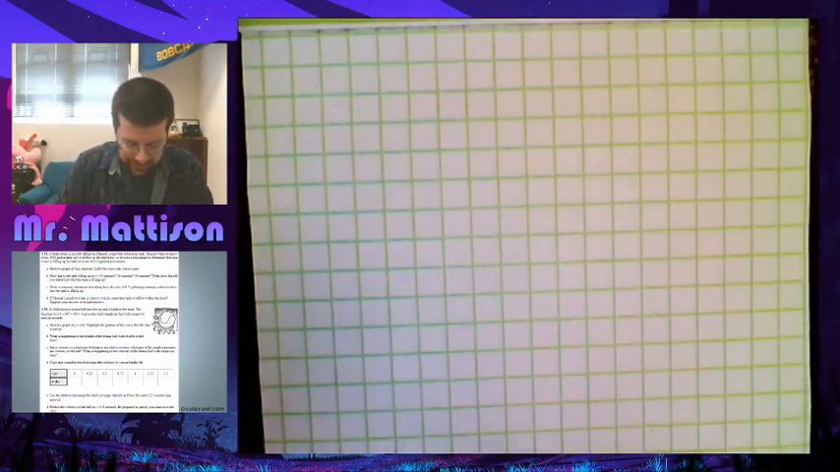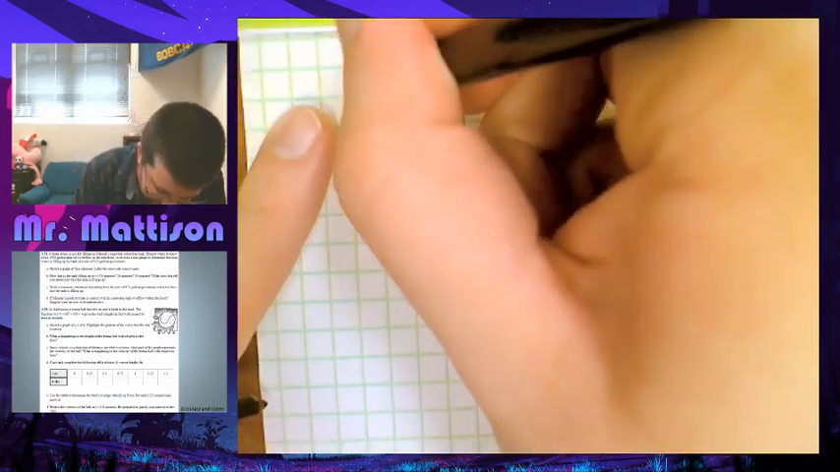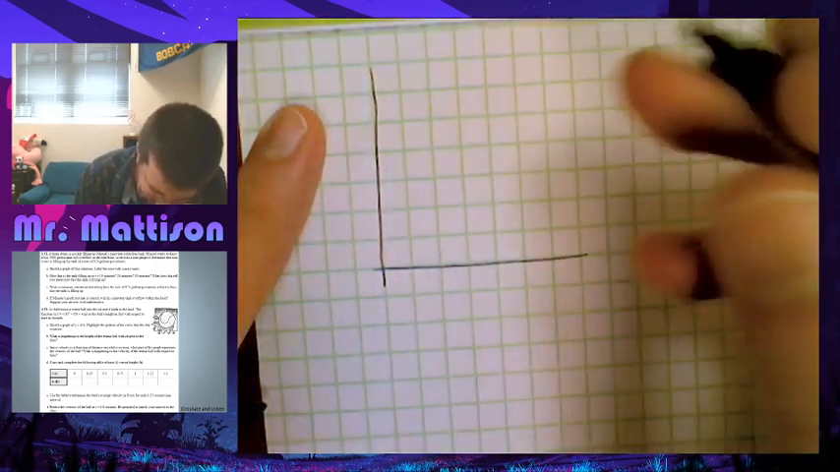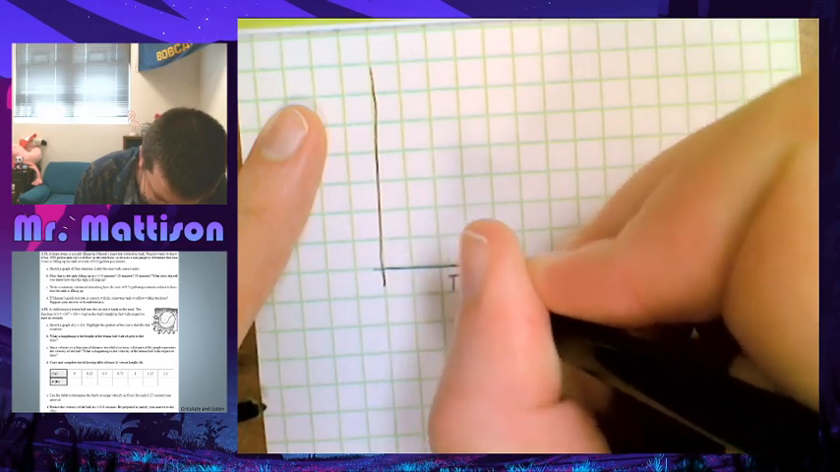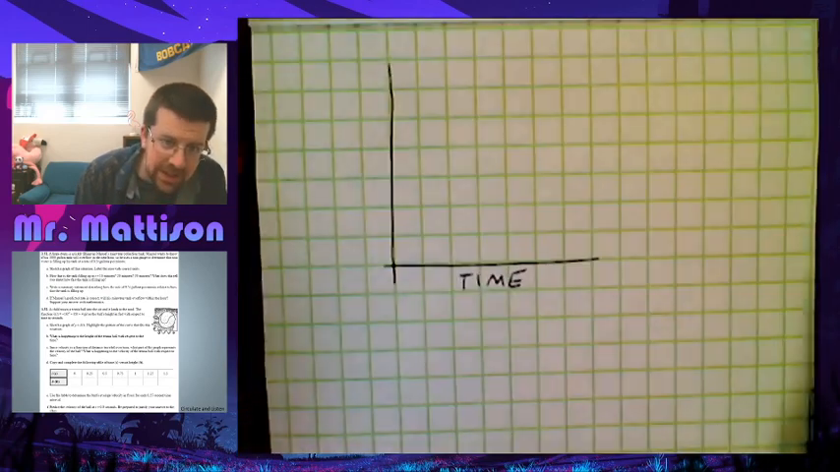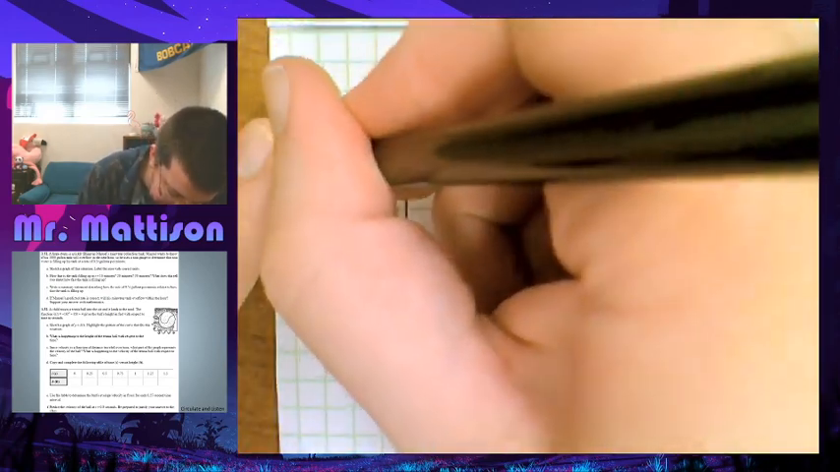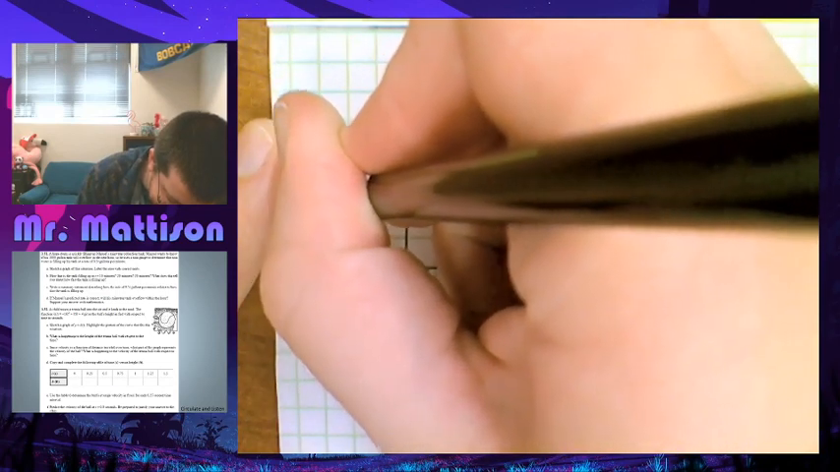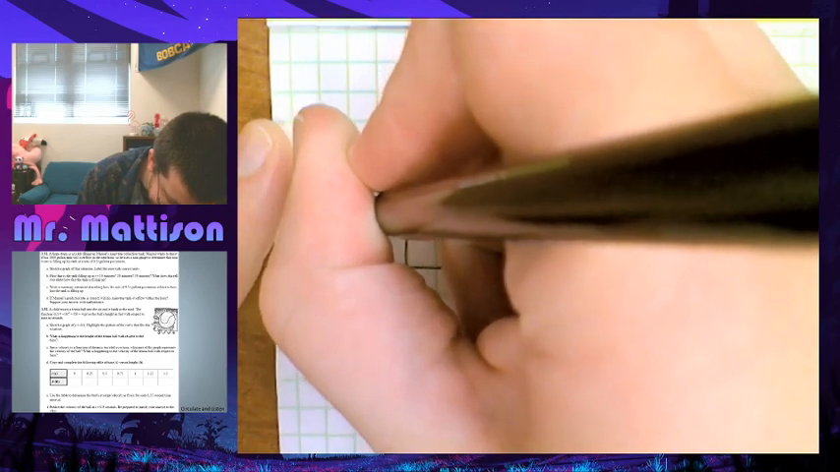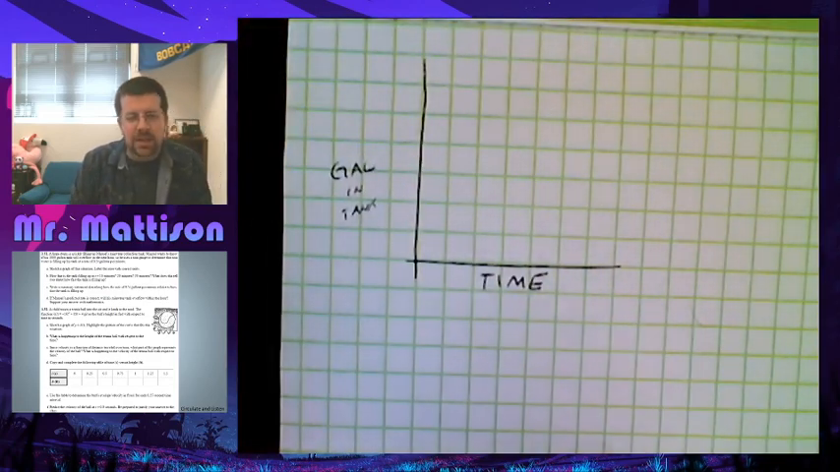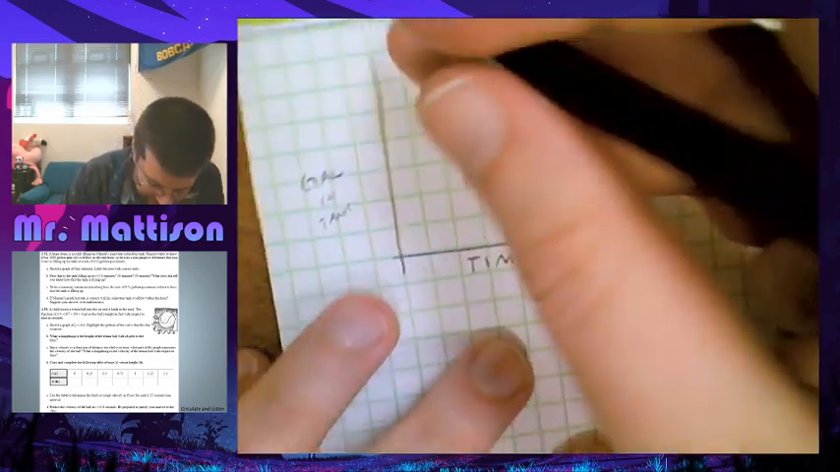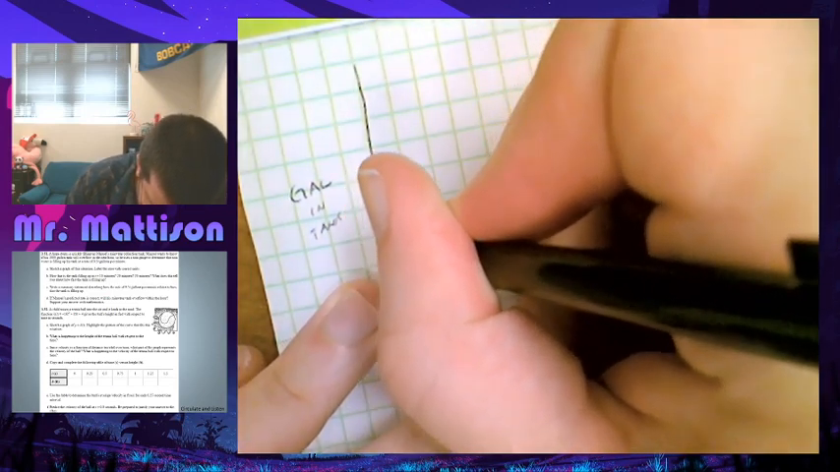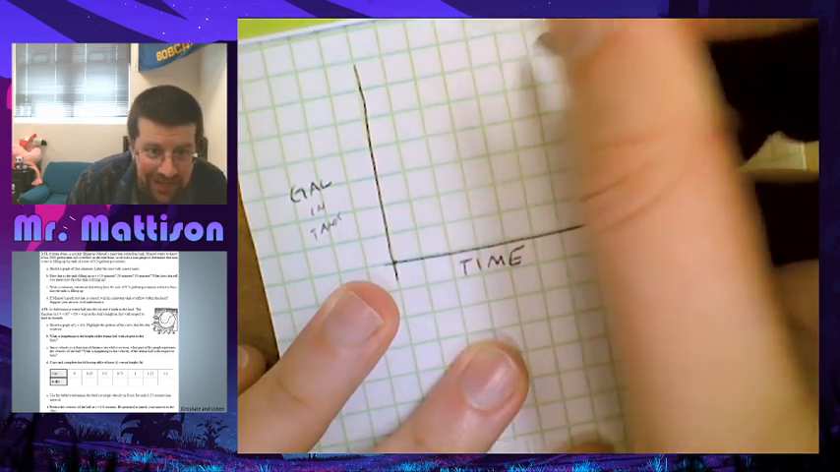So we're going to see that if I have my graph, and this is my time, and then over here, this is my gallons in the tank. It's going to start at 0, but it's not going to be constantly filling up at a constant rate. That would be a linear graph.